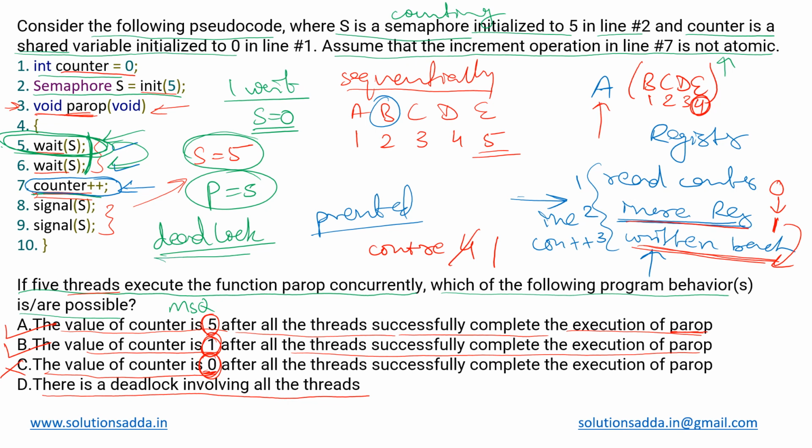So it is possible to have a deadlock when all the 5 processes perform 1 wait operation on the semaphore each. So option D is also true. So we got A, B and D as our answer.